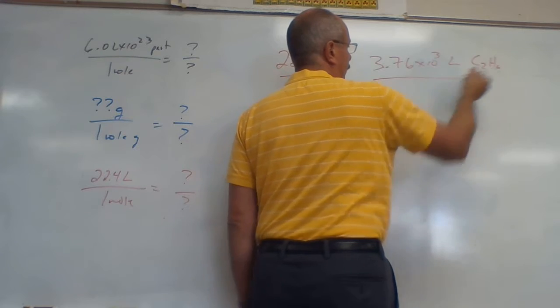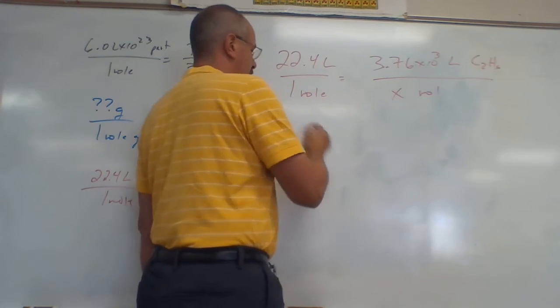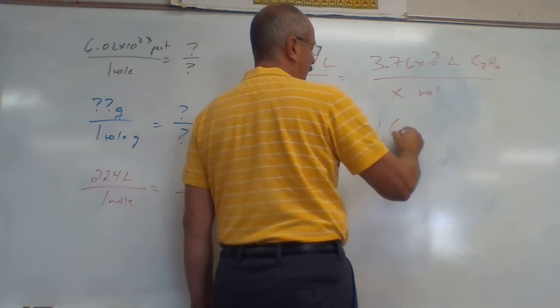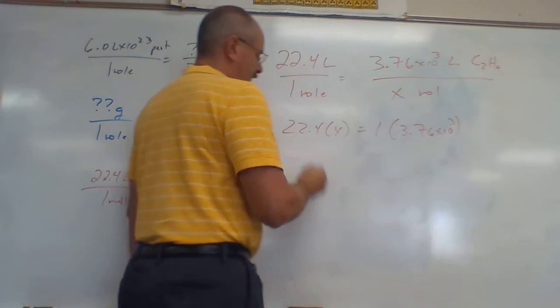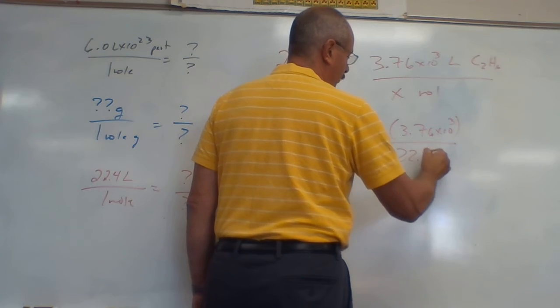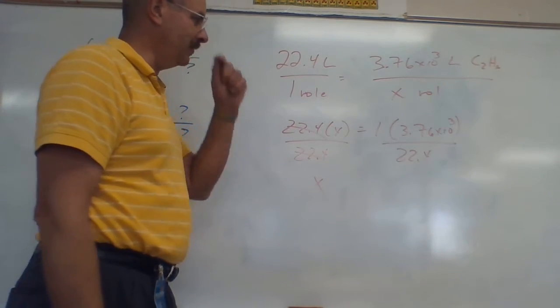C2H6. So we're going to find out X moles of this. Cross multiply: 22.4 times X equals 1 times 3.76 times 10 to the third. So we're going to get X by itself, divide by 22.4, divide by 22.4. That gets X all by itself.